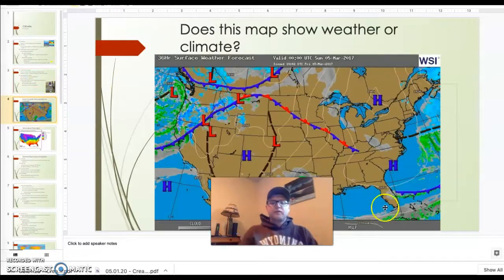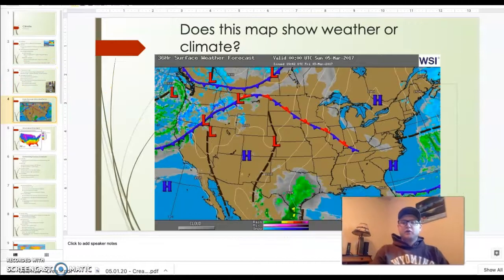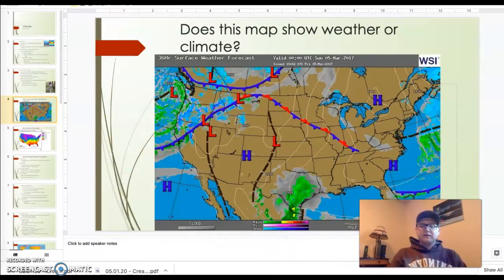So this map here shows weather, because this is one single day, right? It shows the weather on March 5th, 2017. This would be one single day's weather. It's showing precipitation in the Pacific Northwest. It's showing some rain down in Texas. It's showing pretty clear conditions in the middle of the country. But this doesn't show the average for everywhere in the country over time. This shows one day's weather event.